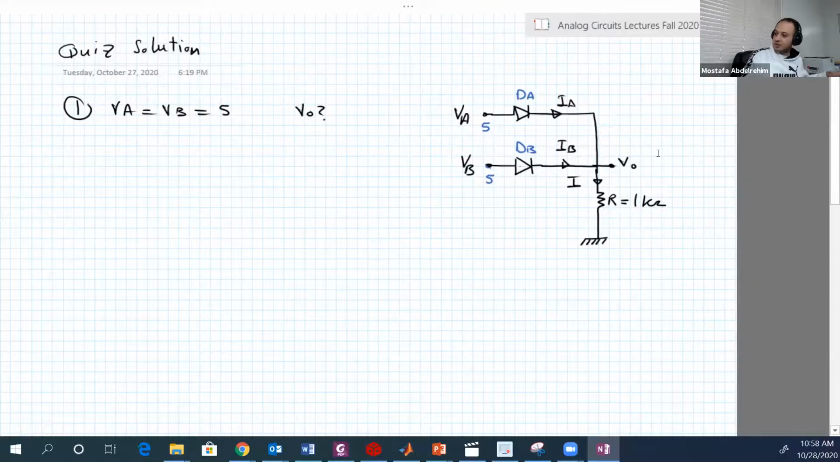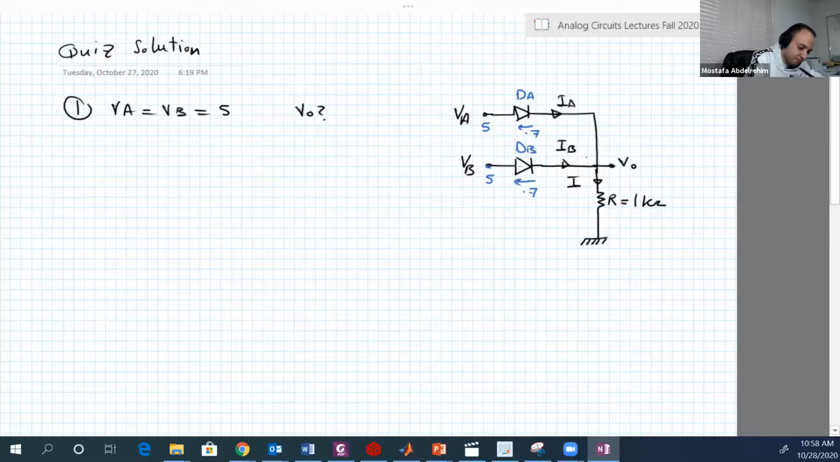Solve this guy. Okay, so if both are on, you have here 0.7, and here again 0.7. So you can get VO from either VA or VB, that's fine, from any branch. For example, from this branch, when you have 0.7 across DB, this point is higher than this point by 0.7. So VO equals 5 minus 0.7, which is 4.3 volts.